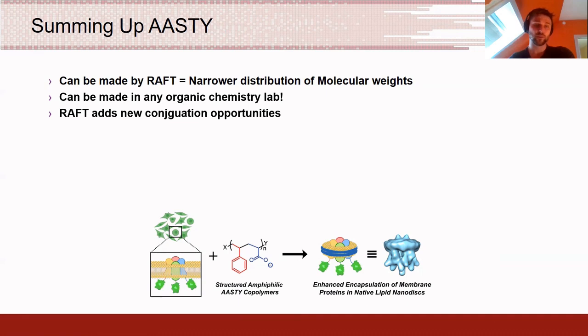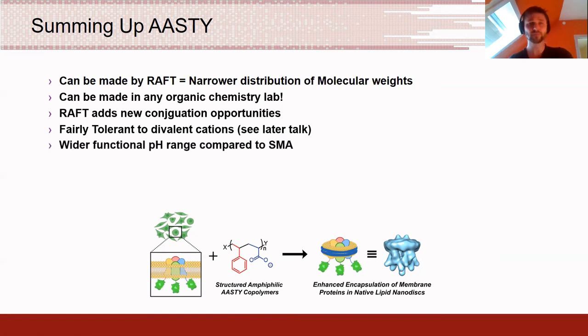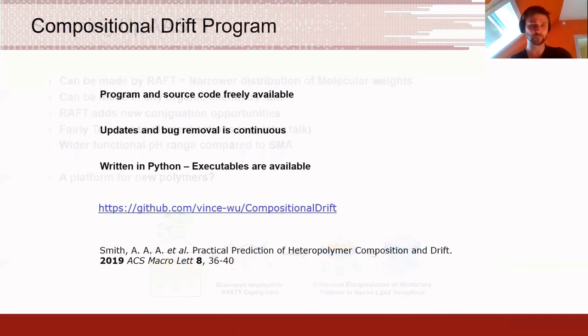And RAFT adds new conjugation opportunities, and this is something I'll look into a lot in the future. And lastly, it's fairly tolerant to divalent cations, but for that I'd have to refer to Henriette Augsten's talk. And yes, as I said before, wider functional pH range compared to SMA. And lastly, I intend to functionalize the acrylic acid styrene copolymer because it's the nicest structure of the polymer that I can imagine and make. So having this alternating structure along the chain of it, I think, is a good scaffold to attaching a functional group of it and getting away from the inherent problems that are with having an anionic copolymer.